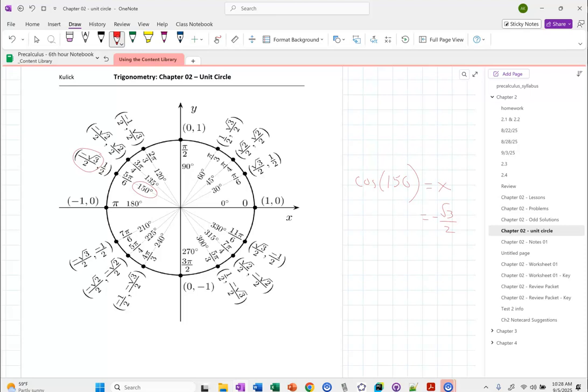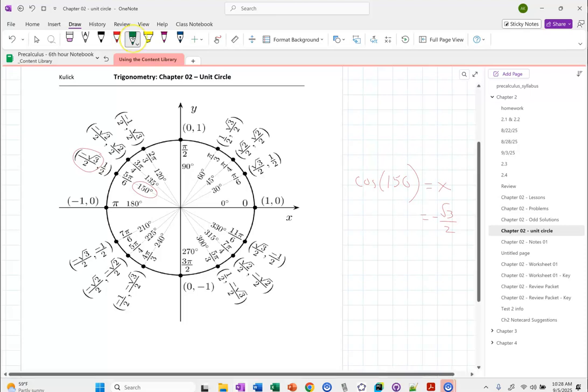So in trigonometry, we're asking for an exact answer involving sine, cosine, or tangent. The tool that we're going to use is this, the unit circle. If I asked you for sine of 300, I locate 300.